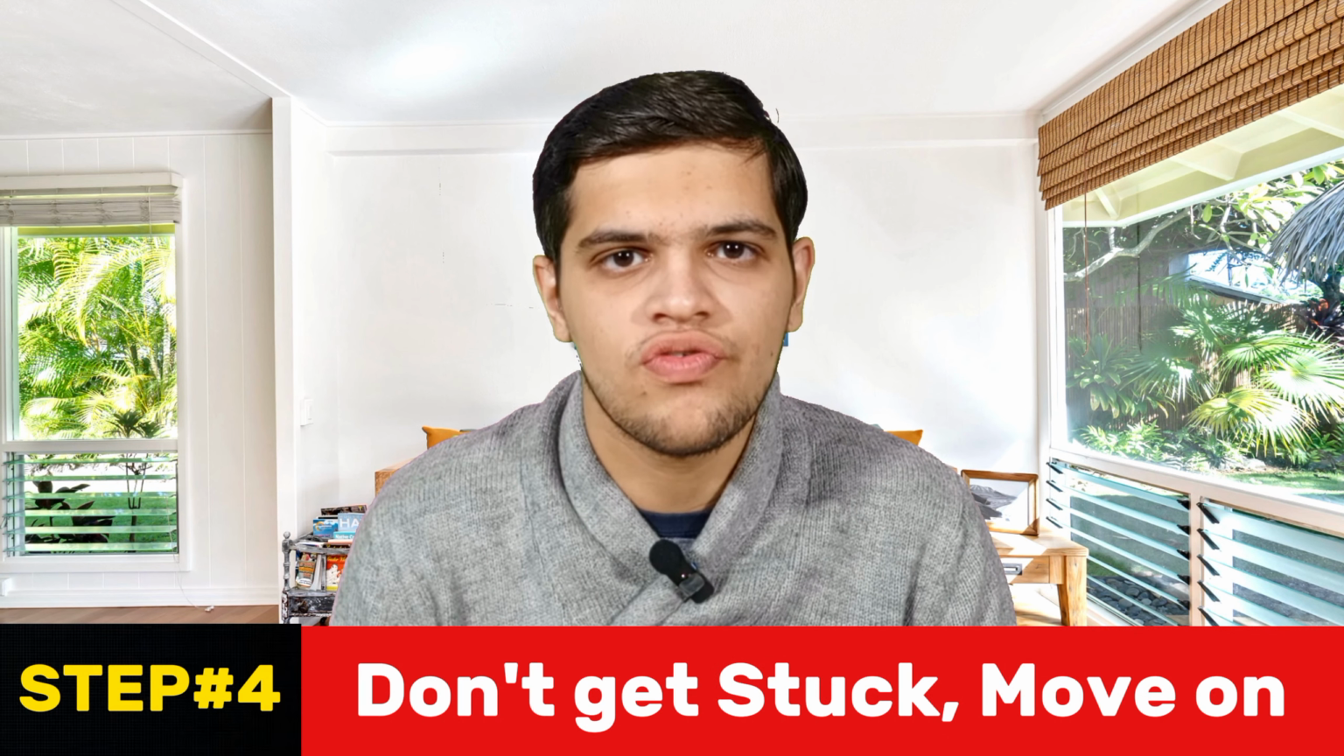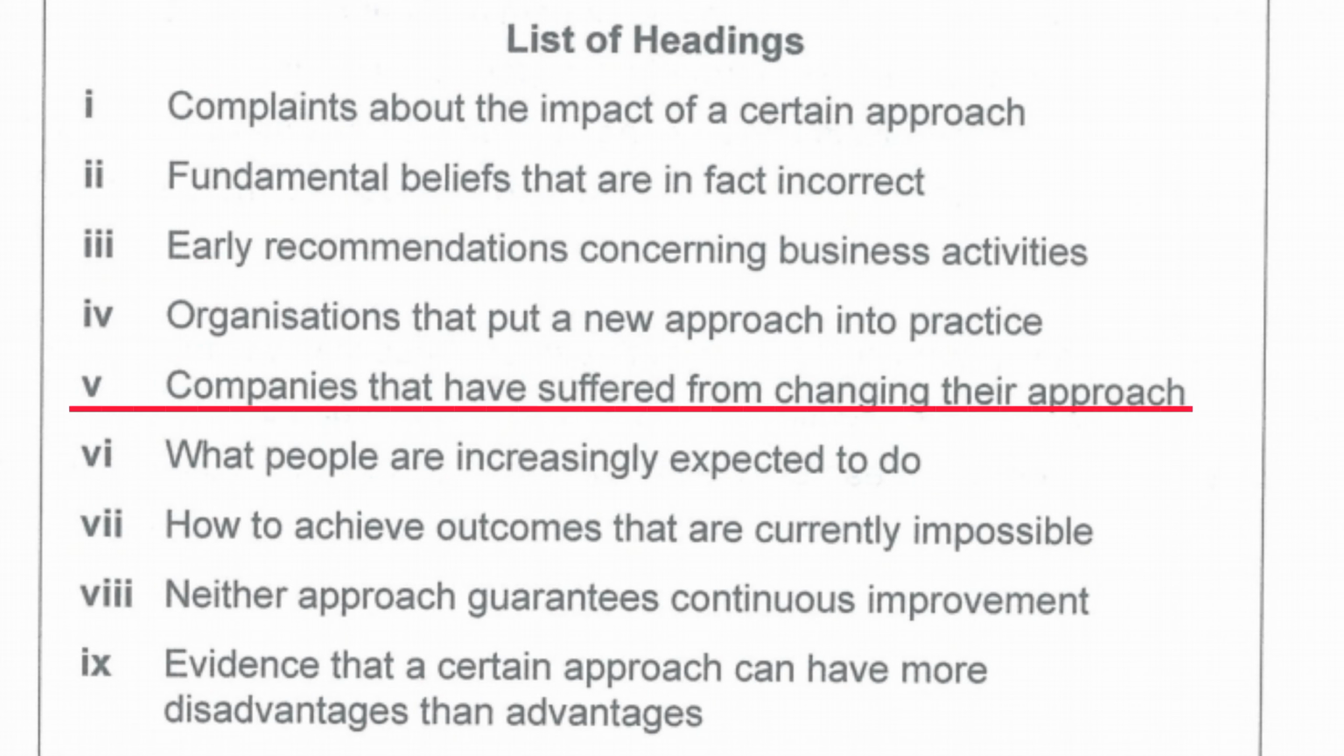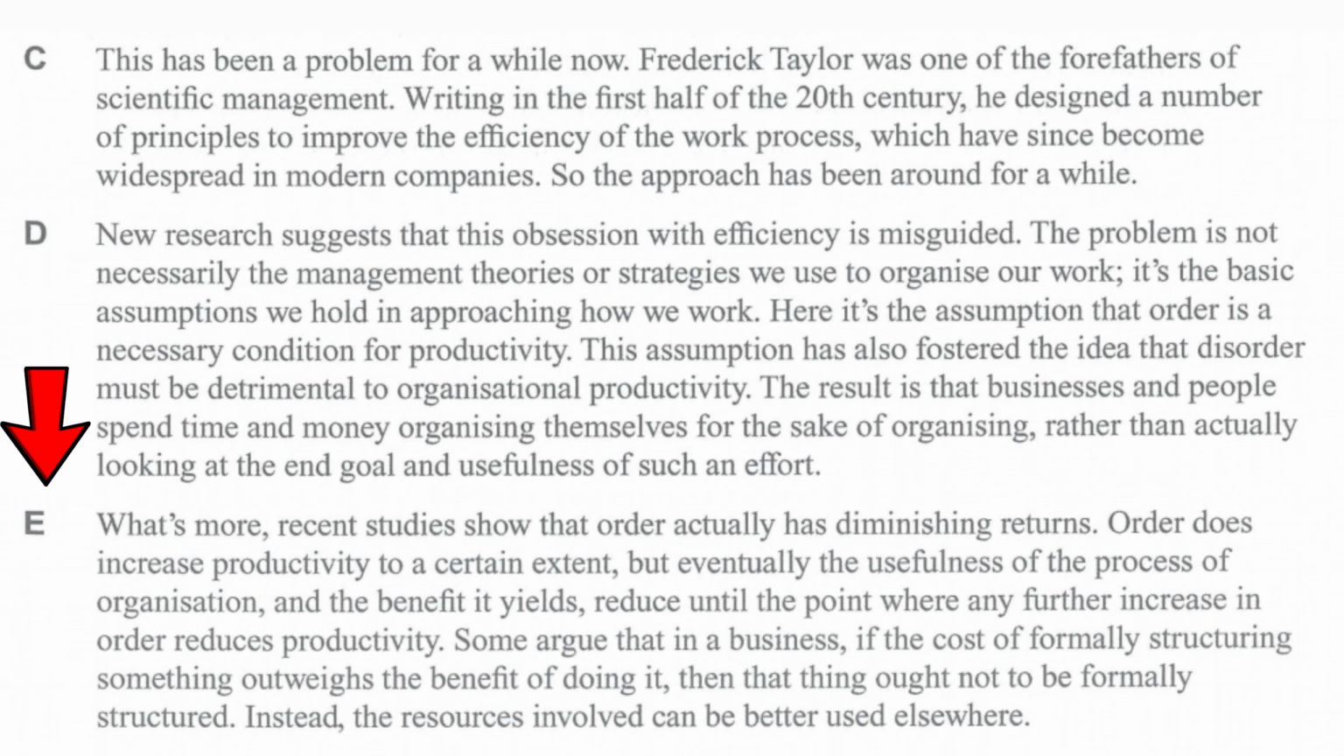Finally, let's consider the worst case scenario. That is, you can't get an answer for a particular question. Here you shouldn't get stuck. Just move on and solve the other matching heading questions. Automatically, there will be one option left. You join that option with the remaining paragraph. And obviously, that will be the answer.